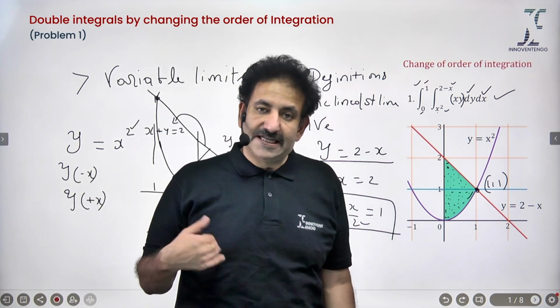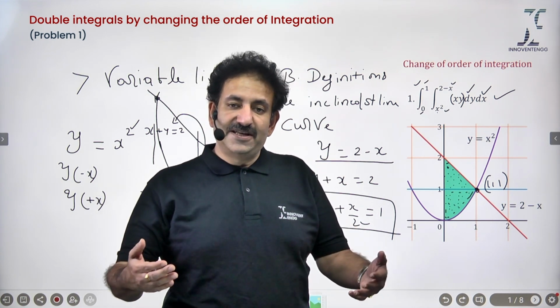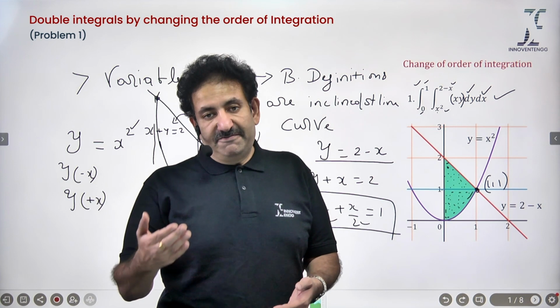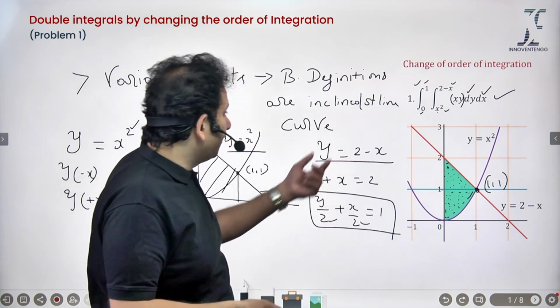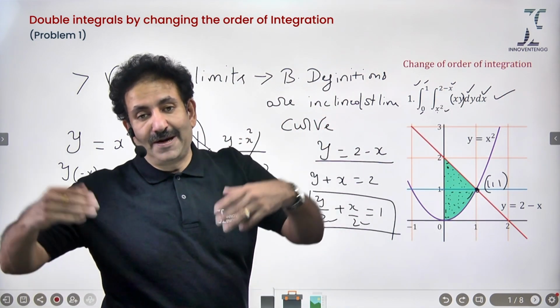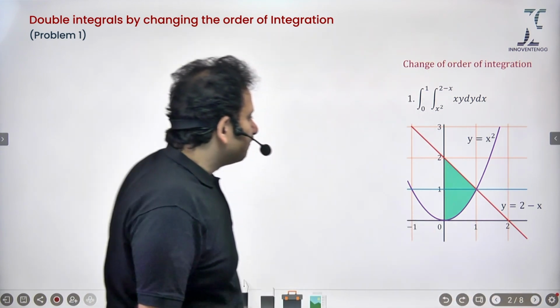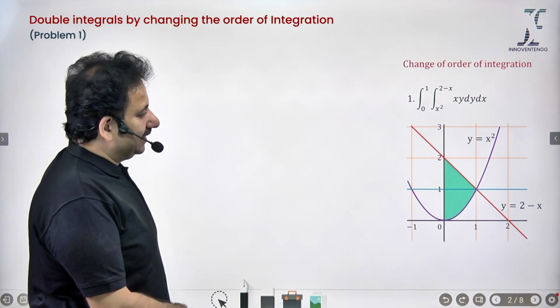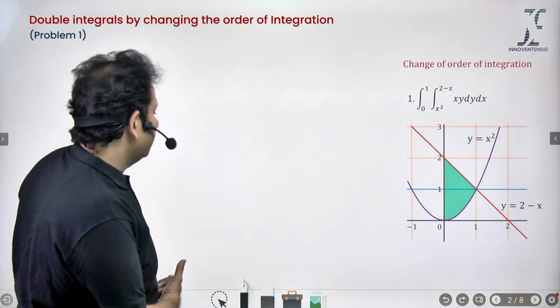Now what is our next goal? Split this, or change the order of integration. Whether splitting becomes warranted or not, we will find out, whether this double integral becomes one more double integral, or it becomes two double integrals. Let's try and see why exactly we should get two double integrals if I change the order of integration.